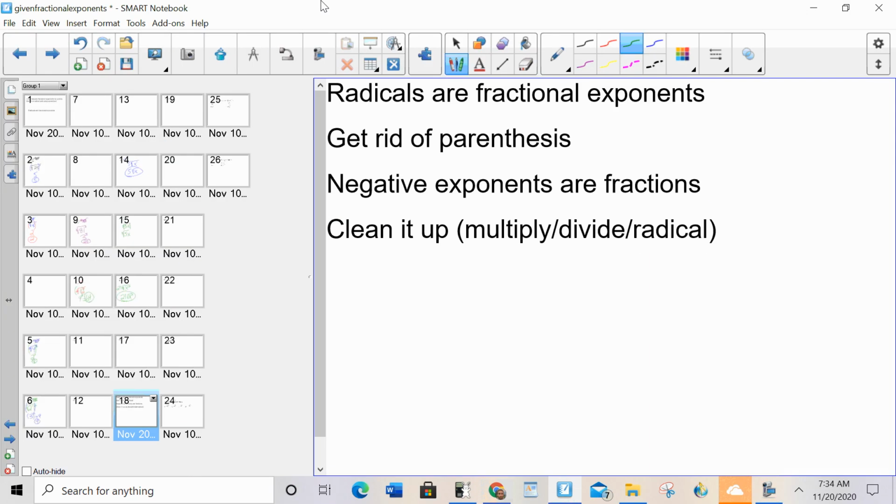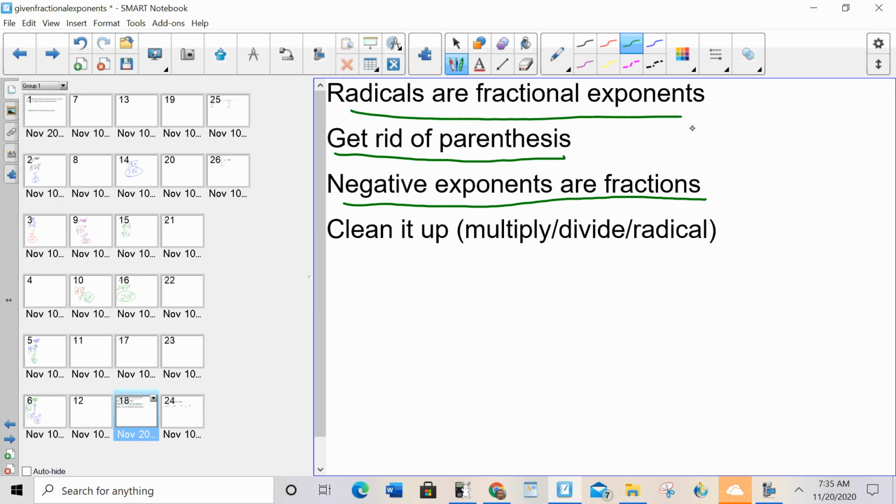So we're not going to use the first line too much here. That's going to be in the next lesson when we're given radicals. But if you see radicals, our first step is to rewrite radicals as fractional exponents. Then we get rid of parentheses by giving whatever's outside the parentheses to everything inside. Negative exponents are fractions. Move whatever's being raised to the negative power. And then we clean it up. That could be multiply, add the exponents, divide, subtract the exponents, or put it back into a radical based on radicals are fractional exponents.